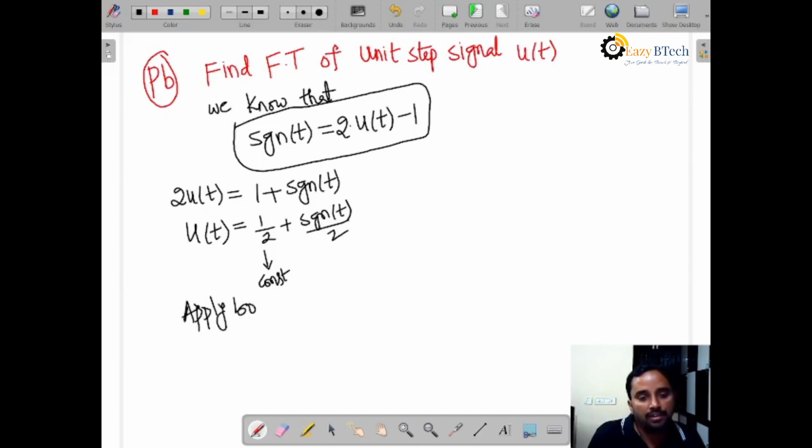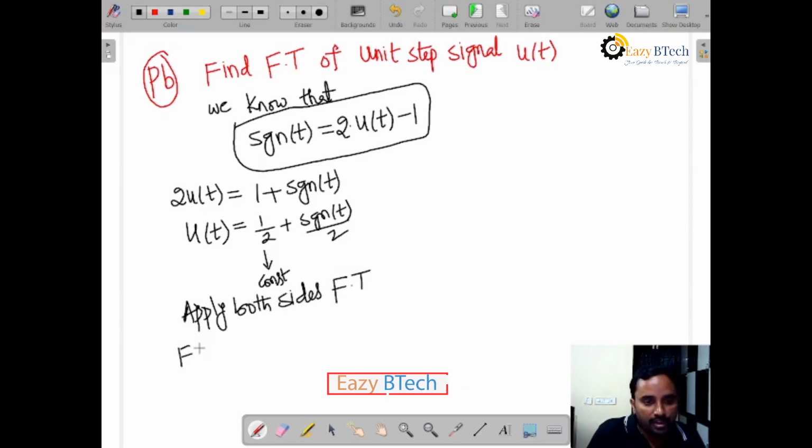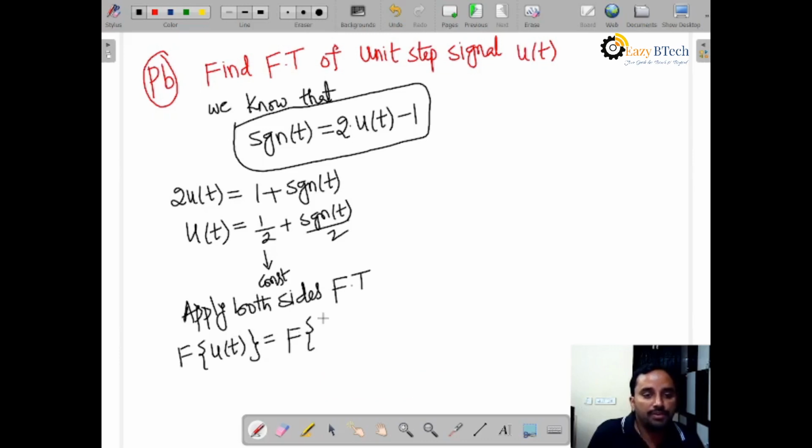Apply Fourier transform on both sides. Then Fourier transform of u of t is equal to Fourier transform of 1 by 2 plus Fourier transform of signum function by 2. So 1 by 2 is a constant.